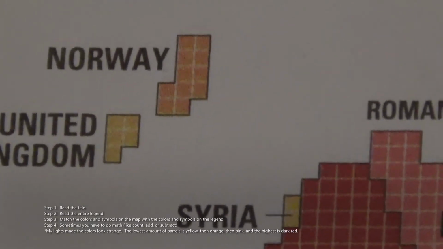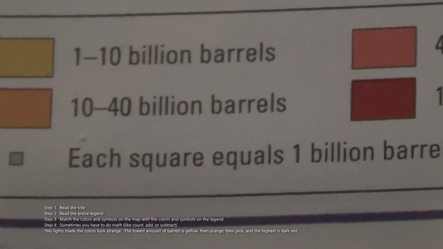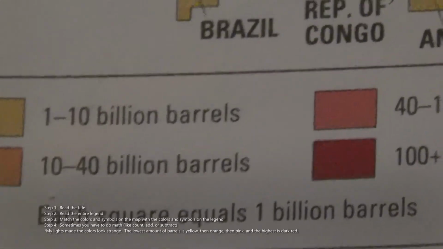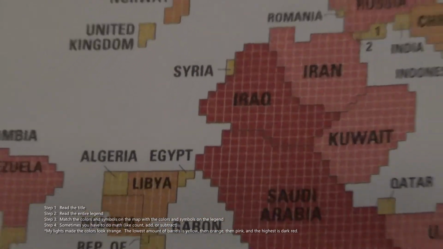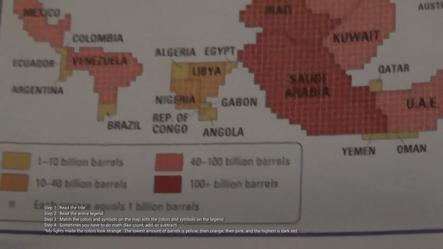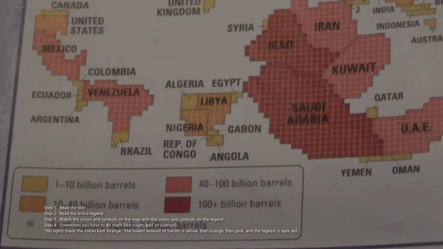we know it has between 1 and 10 billion barrels. Now we're going to count each square, and according to the legend, each square is 1 billion barrels. Okay. So let's go over here and count for the United Kingdom. You have 1, 2, 3, 4, 5. So they have at least 5 billion barrels. Now, my question is, does that mean they only have 5 billion barrels of oil in reserve? And your answer should be not necessarily.